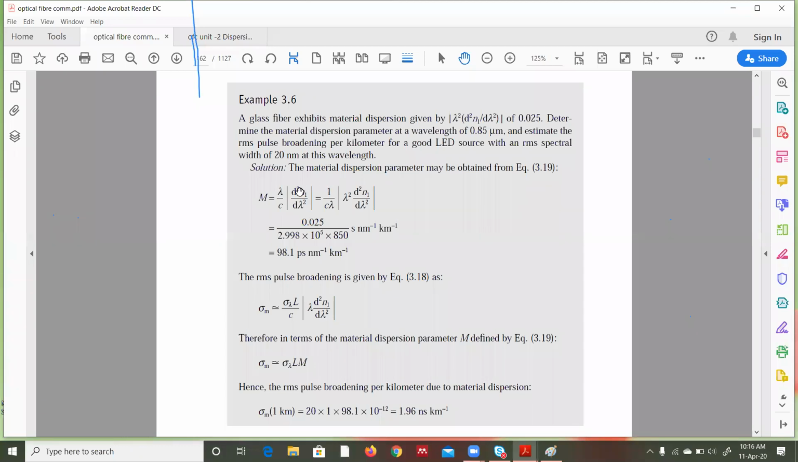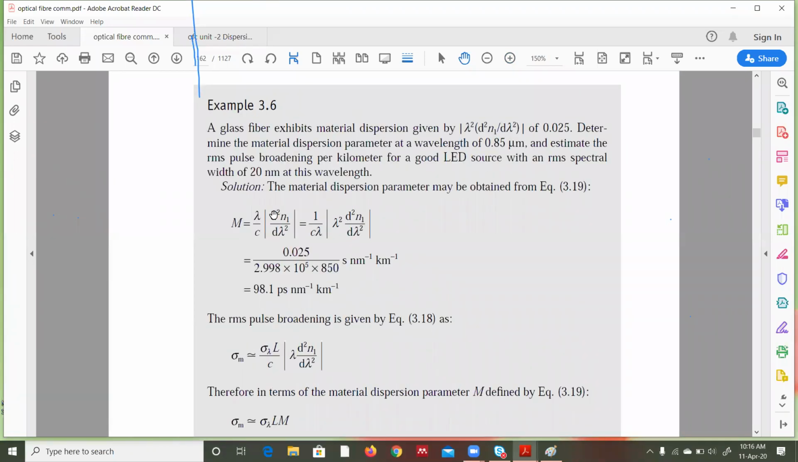So first thing which we have to estimate here is material dispersion parameter, that is capital M. So what was the expression for capital M that we took? Lambda by C magnitude of d square n1 by d lambda square. So this is the original term of capital M that we took, but in the problem statement, they have defined lambda square into d square n1 by d lambda square as 0.025.